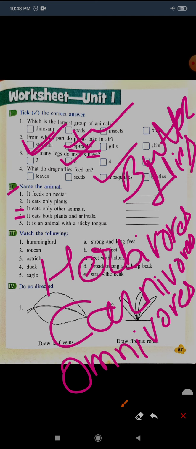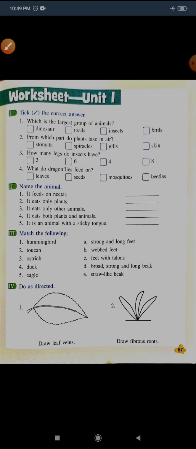Okay. The fifth question is, an animal with a sticky tongue. Sticky tongue, frog. Okay, now I have to erase all this to explain the third section question. The third section question is match the following. Hummingbird. So hummingbird has a straw-like beak.